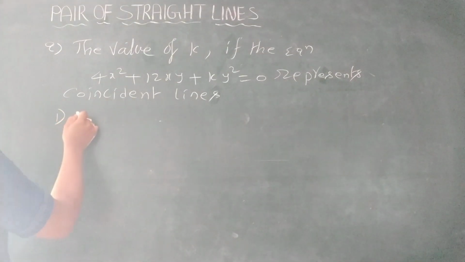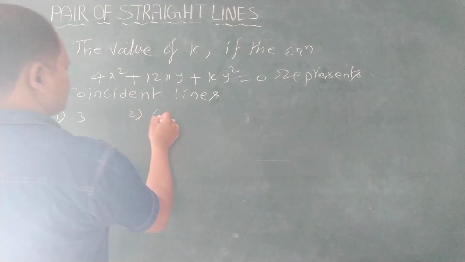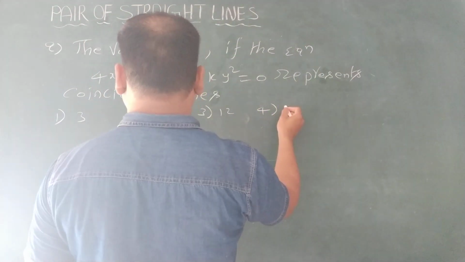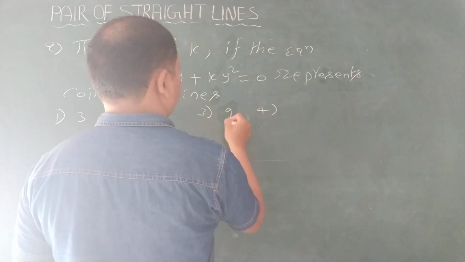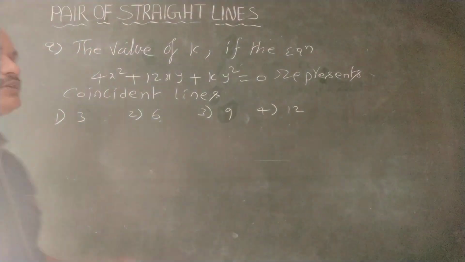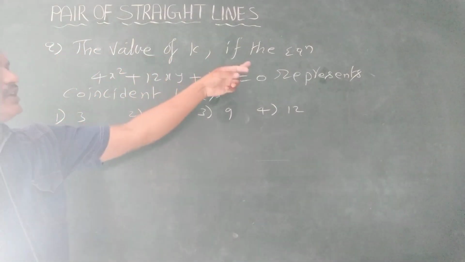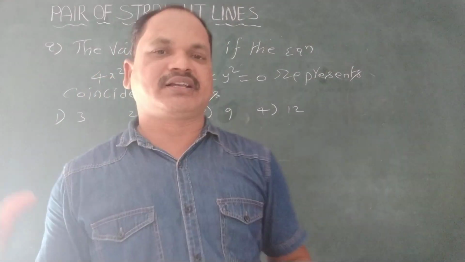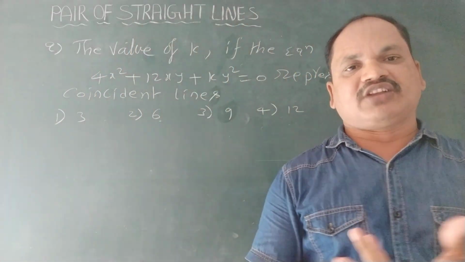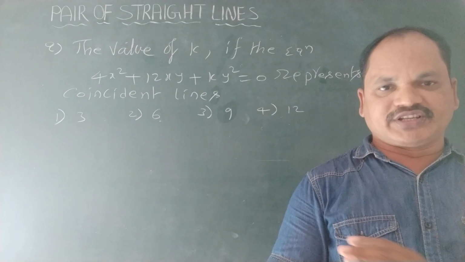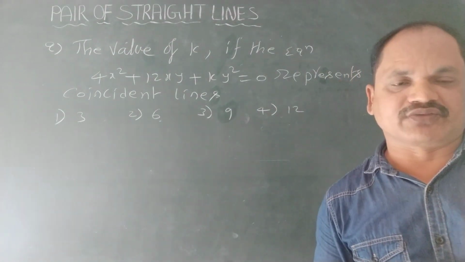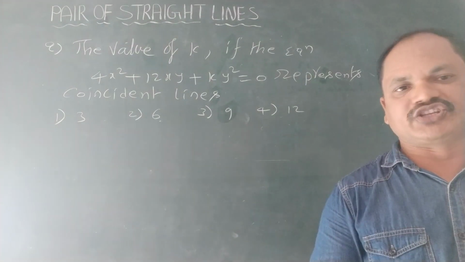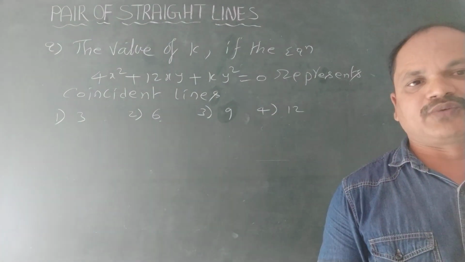Now the first option 3, second option 6, third option 12 and fourth option 9. Observe here, the value of k if the equation represents coincident lines. That means observe the given equation will be compared with ax square plus 2hxy plus by square is equal to 0. That's why this equation depends upon the nature of, that means we have to find the nature of the pair of lines.